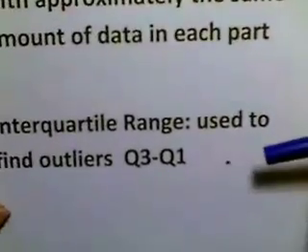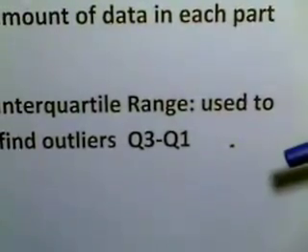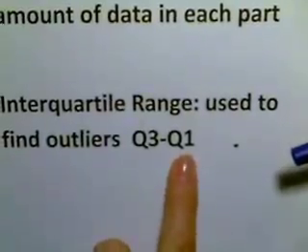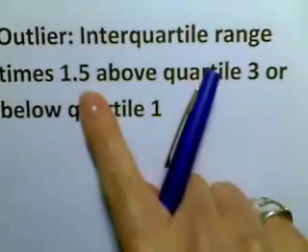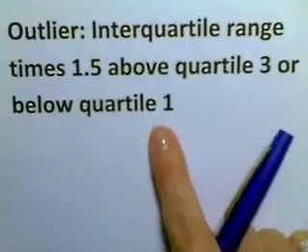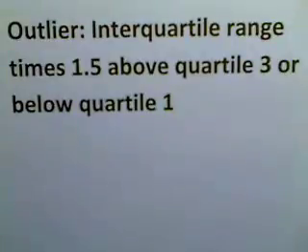Alright, again, the interquartile range is used to help find outliers. And we take quartile 3 minus quartile 1, then we multiply that by 1 5/10. We add it on to quartile 3, and we take it away from quartile 1. And then if we have data values that are above or below, then we have an outlier.